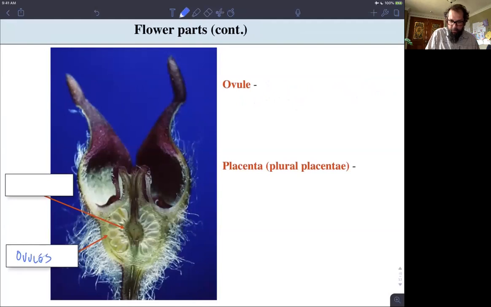I'm going to call the ovule the egg and surrounding integuments. The integuments are these protective layers that surround the egg, and together those make up the ovule. And then the better way to say this is that this contains the female gametophyte.